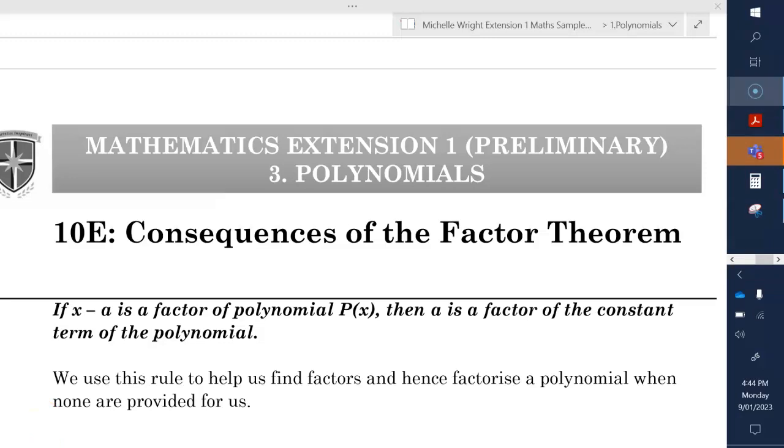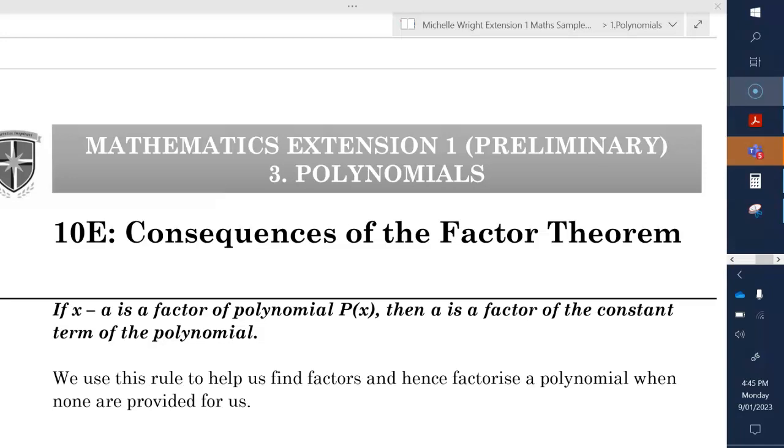Hi, Year 11. Today we're moving on to 10E, which is looking at the consequences of the factor theorem. Now, today's work starts to get a little bit harder, and so if you haven't had a good go at 10A up to 10E, you need to go back and make sure you're very confident with factorizing and understanding how a polynomial is a combination of a divisor, a quotient, and a remainder. You need to know the factor theorem, you need to know the remainder theorem.